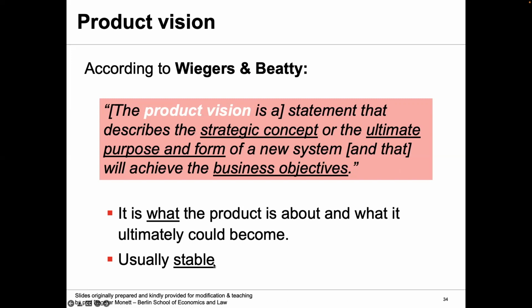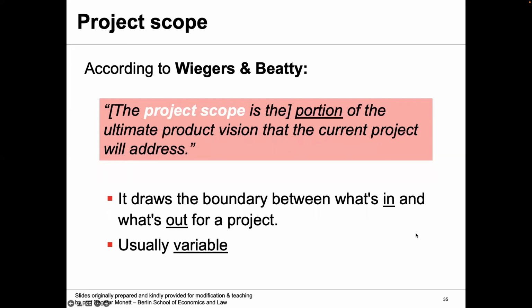So yeah, it's what the product is about and what it ultimately could become, and it's usually quite stable. Project scope is a very critical document, and you will also be working on this one. It's usually part of the product vision. So both of these documents can be on one page.